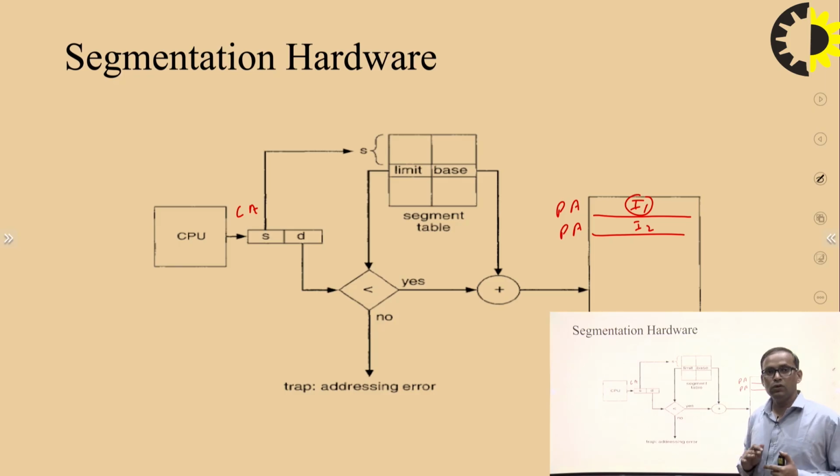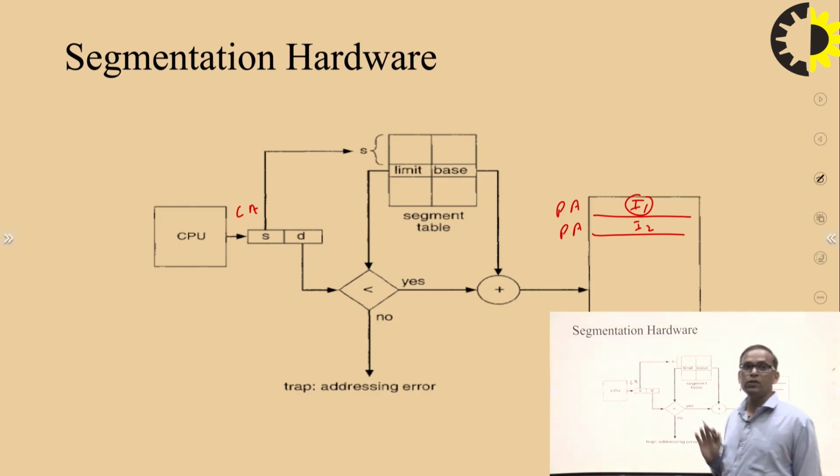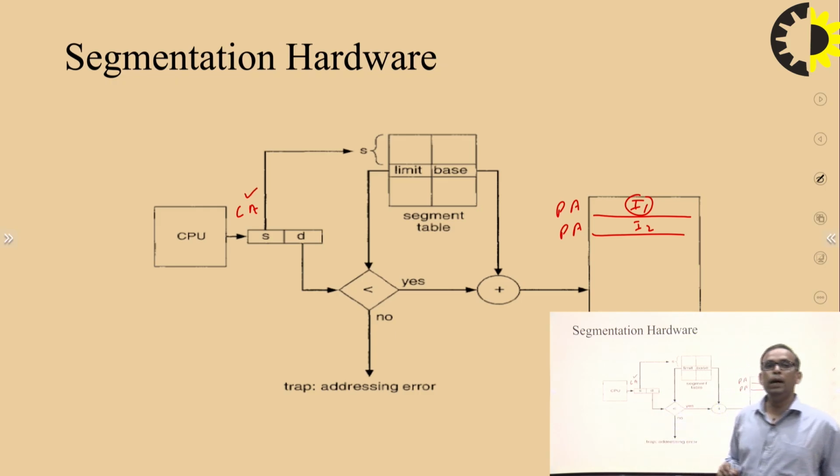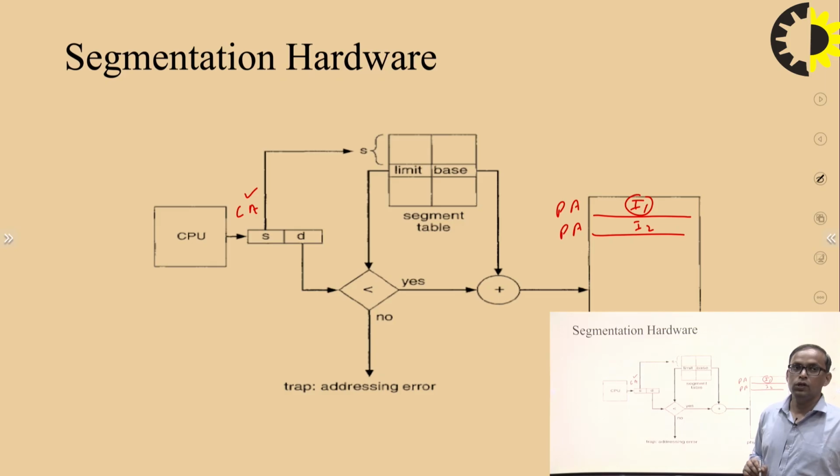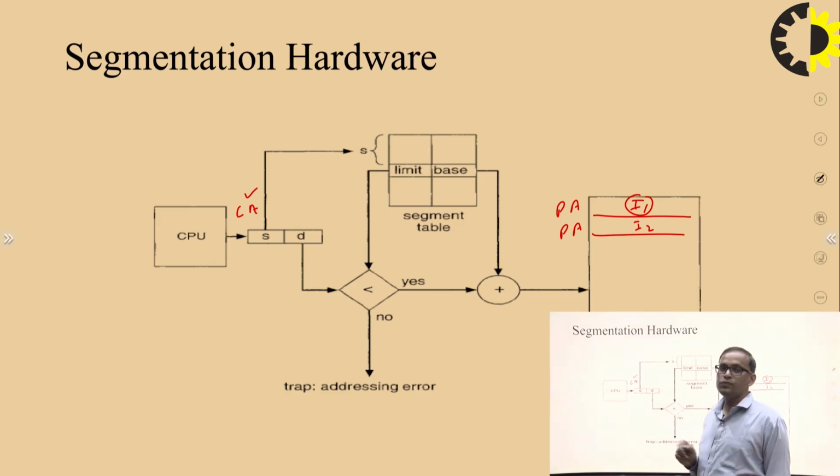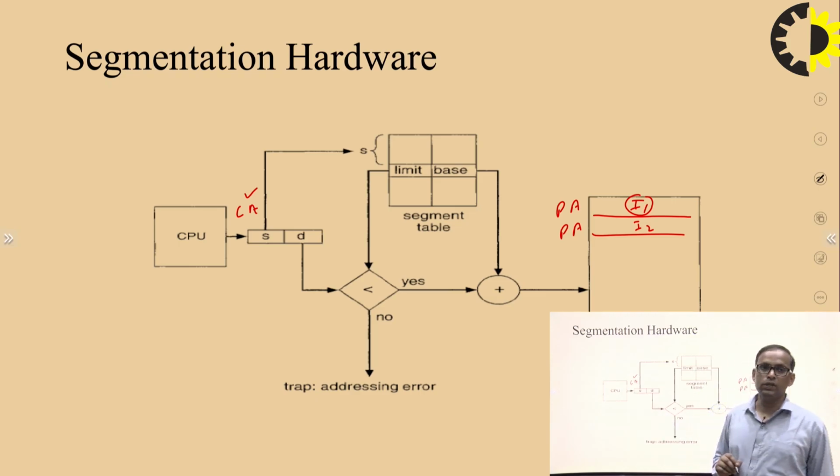But the CPU doesn't know anything about the physical address. The CPU simply generates the logical address, and we have to find the physical address corresponding to that logical address. So what happens in the case of segmentation hardware? At first, the CPU will generate the logical address.